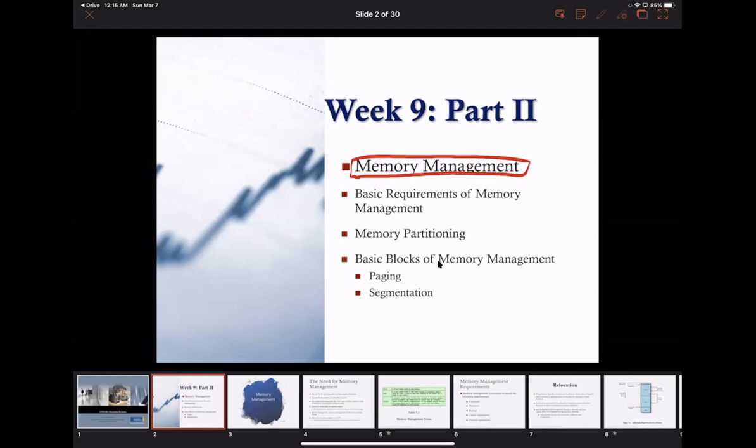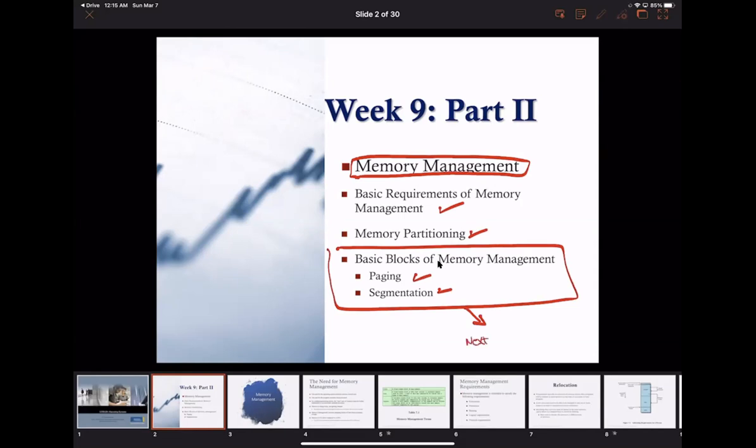In particular, I will talk about the basic requirements for memory management, including different techniques of memory partitioning. For next week, I will talk about the basic blocks of memory management, including paging and segmentation. So this topic, which is part of memory management, will be discussed over the next 2 weeks.